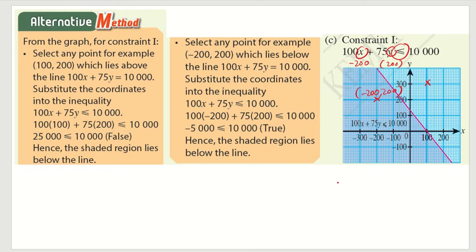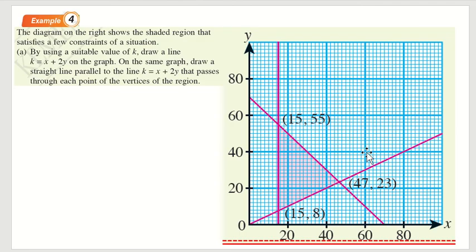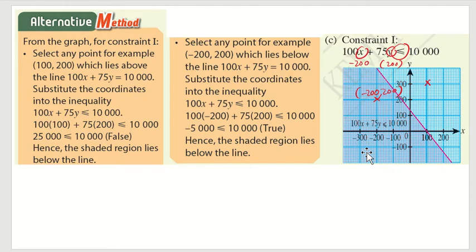But I think you don't need this one. So we go through example 4 now. Okay, we go straight to example 4 now.